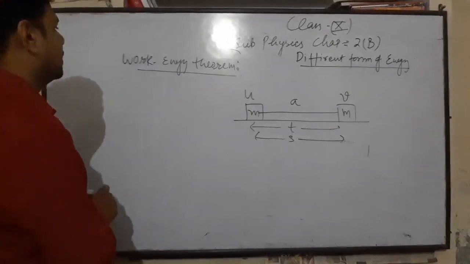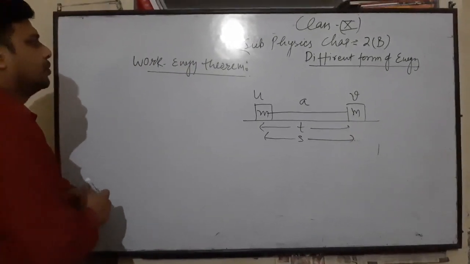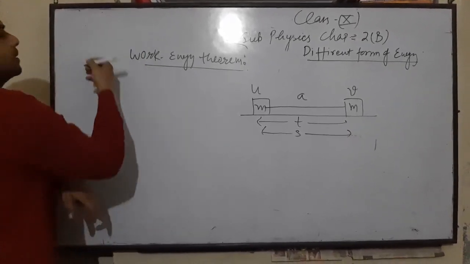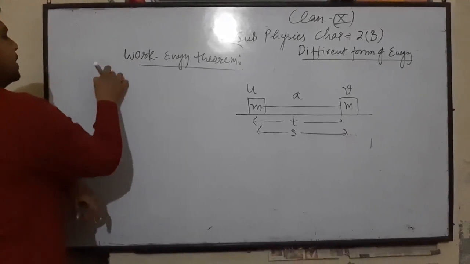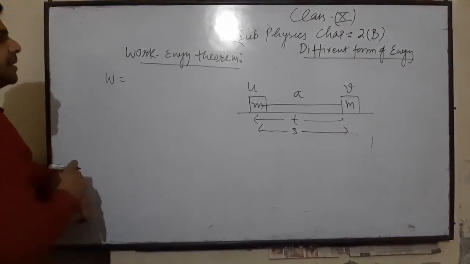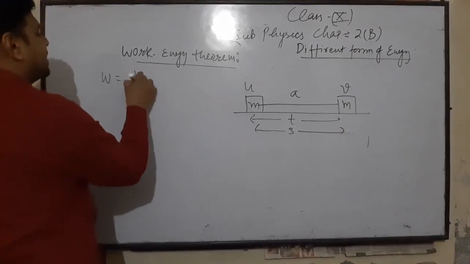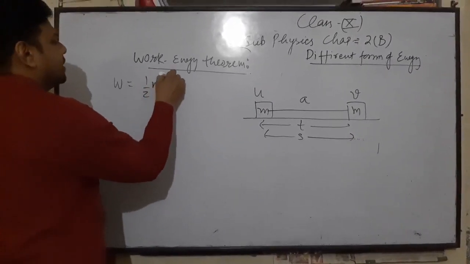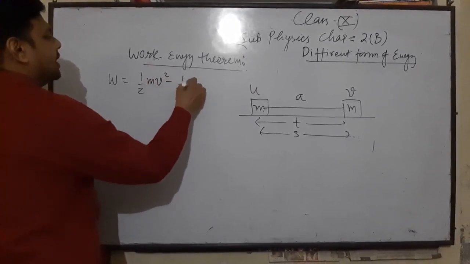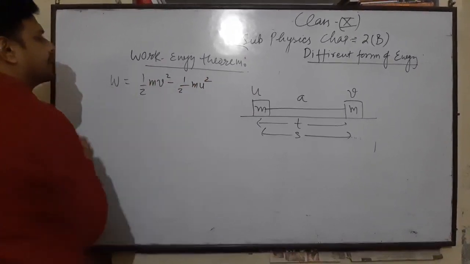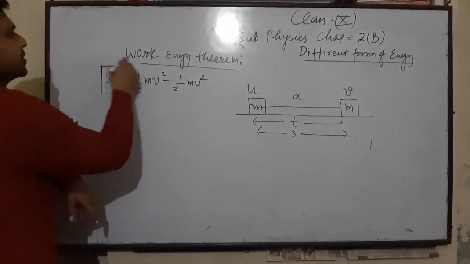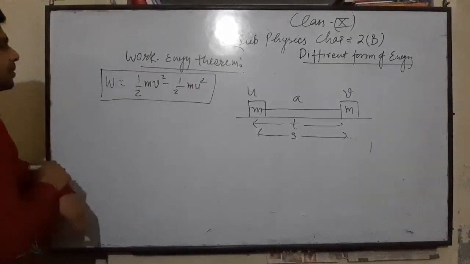So we want to prove the expression: work done is equal to change in kinetic energy. What will be the final kinetic energy? Half mv square, and the initial kinetic energy is half mu square. This is the expression we want to prove.